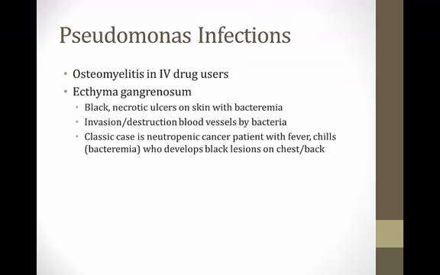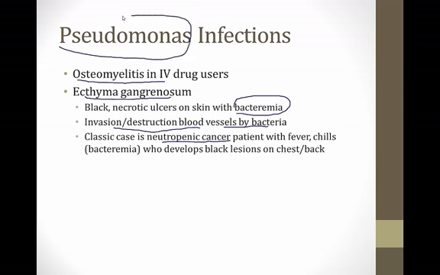It's a classic bacteria to cause osteomyelitis in people who are IV drug users. And then finally, it can cause a rare condition called ecthyma gangrenosum. These are black necrotic ulcers on the skin that happen in patients who are bacteremic with Pseudomonas. It happens because there's invasion and destruction of blood vessels by the bacteria. So the classic case is a neutropenic cancer patient who is in the hospital and therefore acquires this hospital-acquired bug and gets fevers, chills from bacteremia, and then gets black lesions on their chest or back. This is because of Pseudomonas infection, and this is what's called ecthyma gangrenosum.